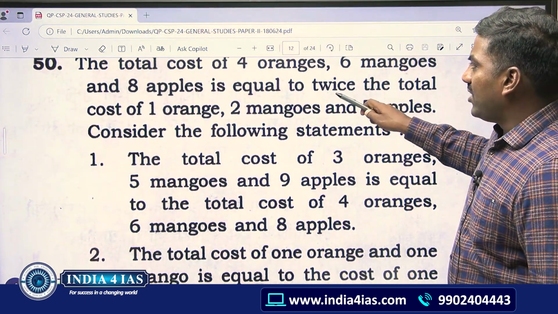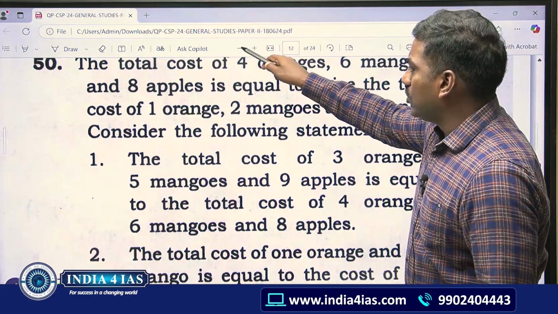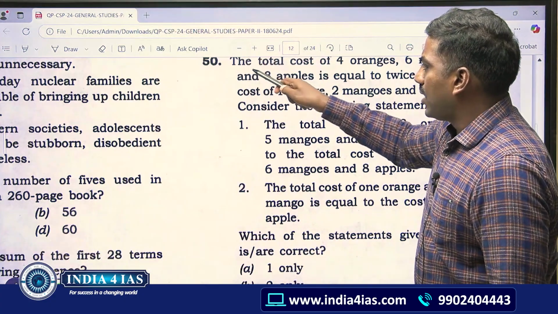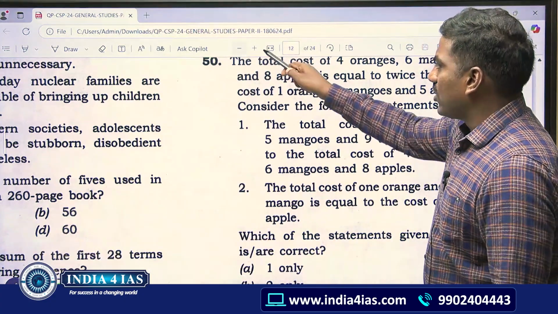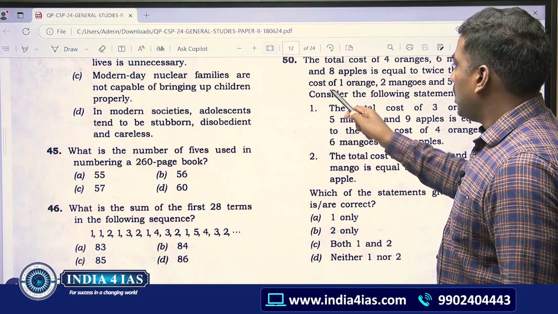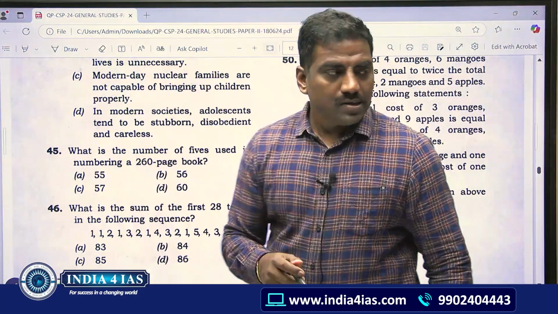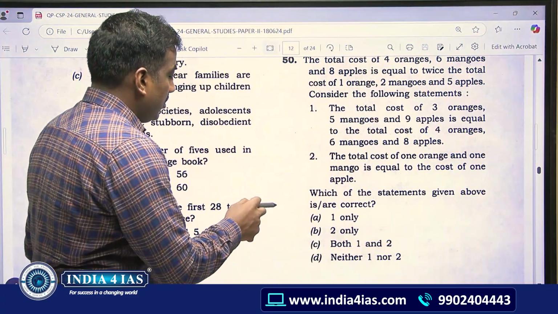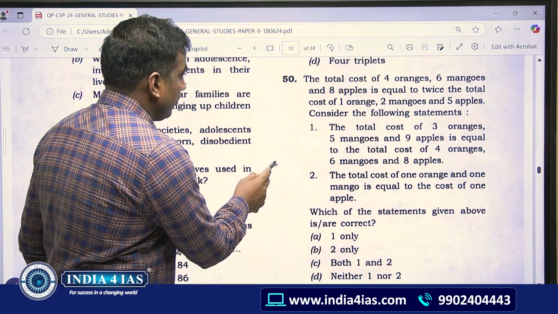This is a straightaway problem. This has nothing to do with your math skills. This is just your comprehension part. So I will read this question for you. Since this is a very big question, we have to use the full screen here.